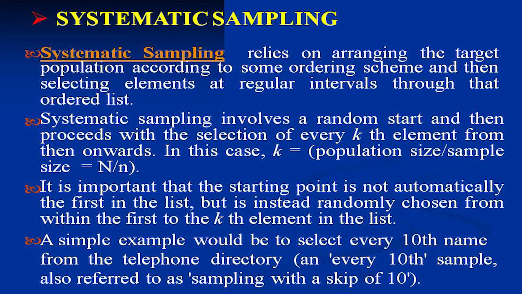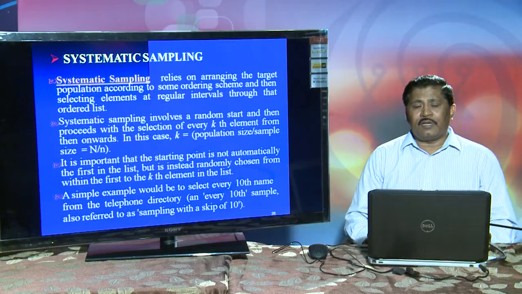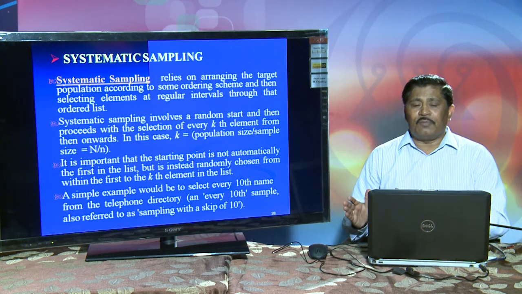So, it is important that the starting point is not automatically the first in the list, but is instead randomly chosen from within the first to the kth element in the list. So, this is very important. What is important in systematic sampling? You have to select the first unit randomly and other units are automatically selected.